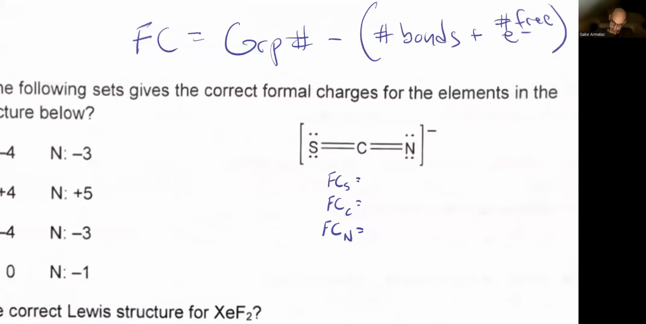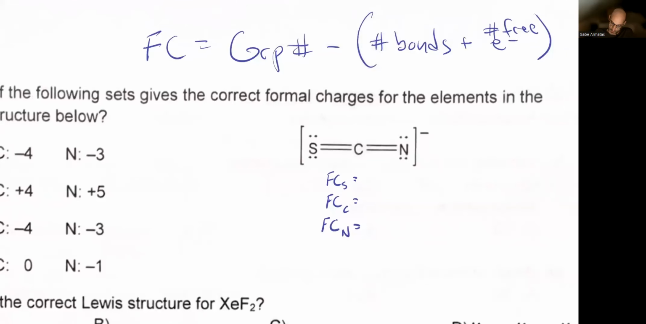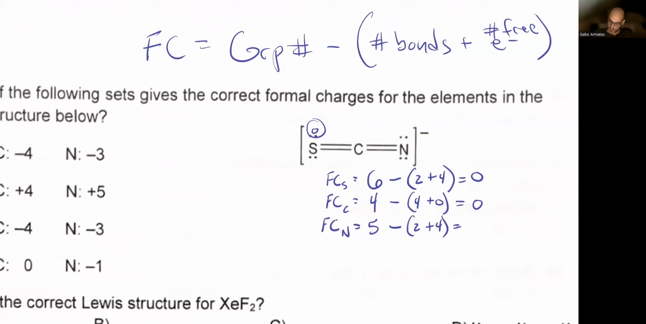So group number. Sulfur is in group 6 minus the number of bonds. It has 2 bonds to it plus the 4 electrons that are attached. So 6 minus 6 gives sulfur a formal charge of 0. Carbon, it's in group 4 minus, it has 4 bonds to it and no free electrons or no dots on it, a 0 formal charge. Nitrogen, group 5 minus the 2 bonds plus the 4 electrons. 5 minus 6 gives me a -1.